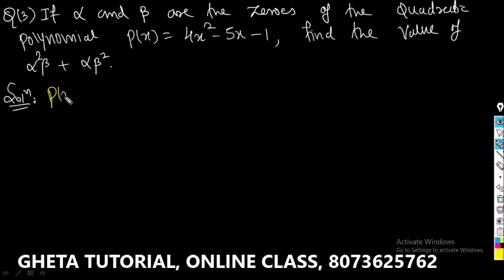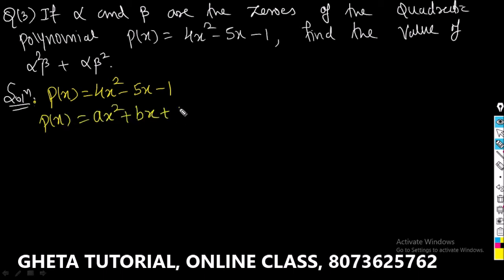So here we have p of x is equal to 4x square minus 5x minus 1. The quadratic polynomial general formula is ax square plus bx plus c. So in the place of a, we can see that a is equal to 4, b is equal to minus 5, and c is equal to minus 1.